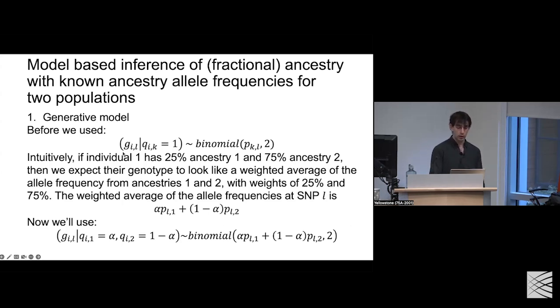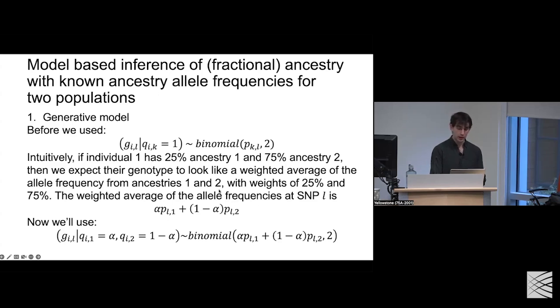So before, we assumed this distribution for the genotypes of individual I at mutation L. But here, this assumes just that QIK is equal to 1, which is saying individual I only has the K ancestry group. But this isn't going to work anymore. So intuitively, if individual I has 25% ancestry 1 and 75% ancestry 2, then you expect their genotype to look like a weighted average of the allele frequencies from ancestries 1 and 2, with weights 0.25 for ancestry 1 and 0.75 for ancestry 2.